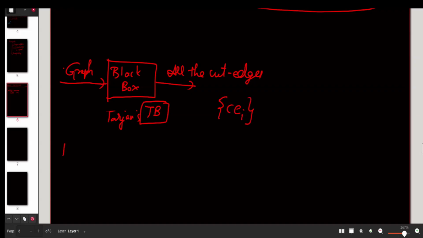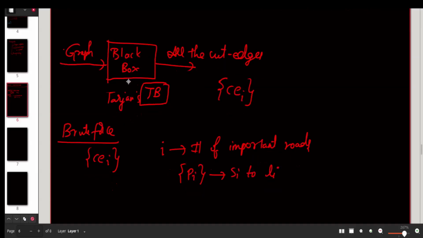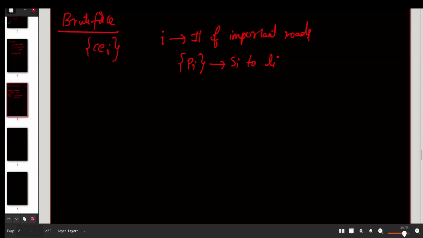Now think of a naive or brute force solution to this problem. If you already know the cut edges of the graph, how do you find out for each merchant the number of important roads for him? For every merchant, find all possible paths that will take him from SI to LI. Let our output be the set of answers A.